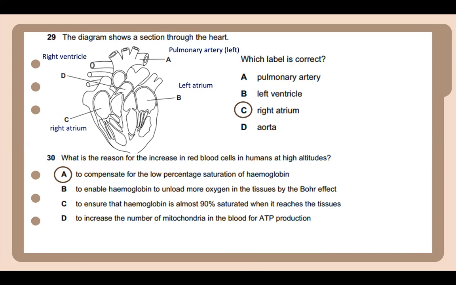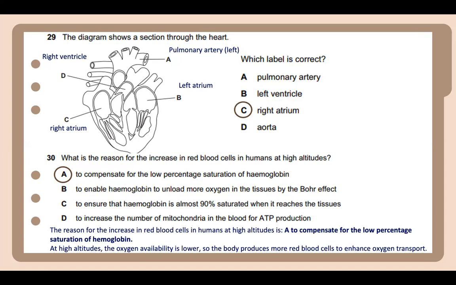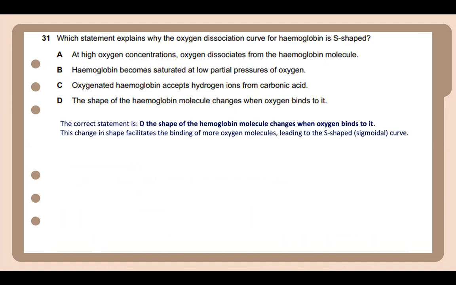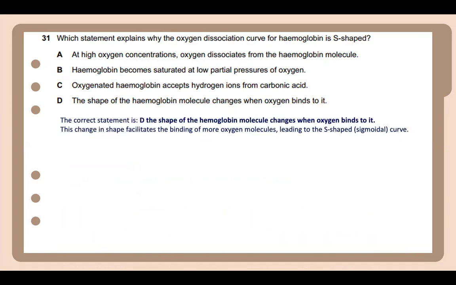What is the reason for the increase in red blood cells in humans at high altitude? The reason is to compensate for the low percentage saturation of hemoglobin. At high altitude, the oxygen availability is lower, so the body produces more red blood cells to enhance oxygen transport. Which statement explains why the oxygen dissociation curve for hemoglobin is S-shaped? The correct statement is the shape of the hemoglobin molecule changes when oxygen binds to it. This change in shape facilitates the binding of more oxygen molecules, leading to the S-shaped sigmoidal curve.